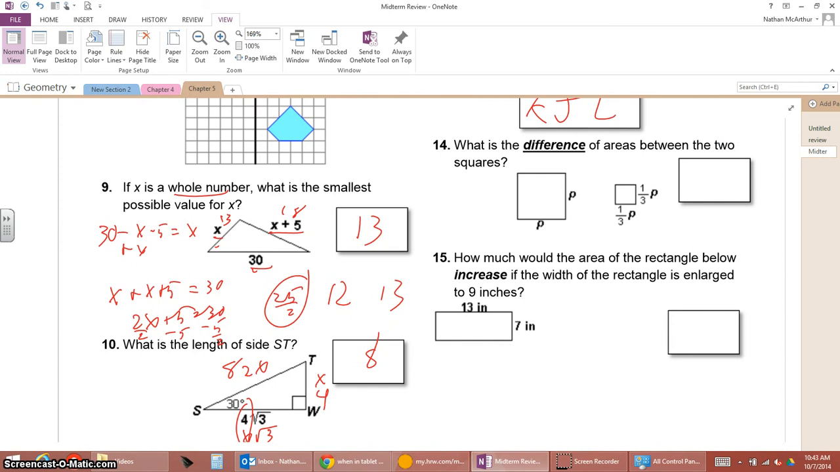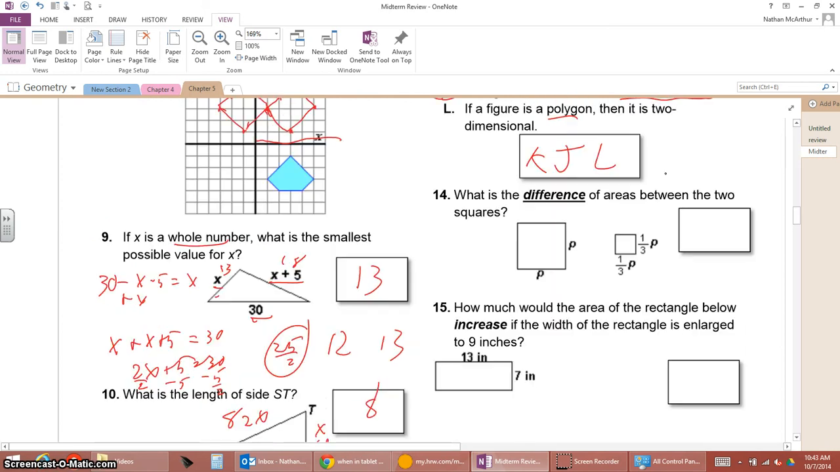What is the difference between the areas of the squares? Oh, the difference in the area. Great question. So I look here, I say this is P squared, right? P times P. This is 1/3 times 1/3 times P squared. So the 1/3 times 1/3 gives us 1/9. So the difference in the area is either 1/9 or 9 times as big. It depends on which way you go. But I'd say just 1/9 is easier for me. I'd just say it's 1/9.